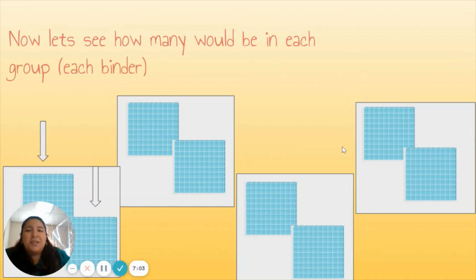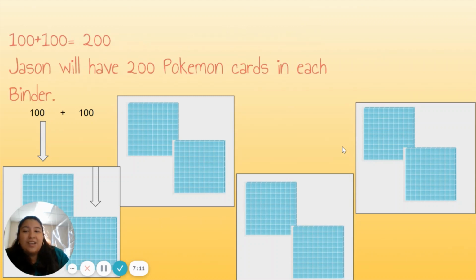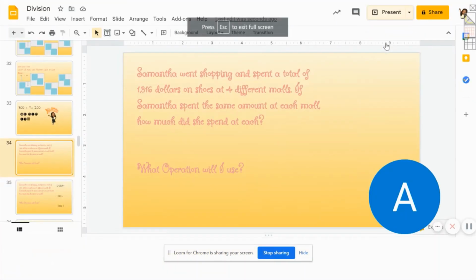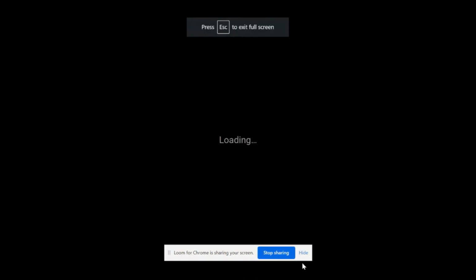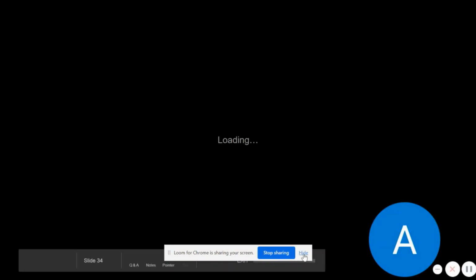And how much did I put into each binder? So let's see how many would be in each group. I have how many hundreds? I have 2 hundreds in each. So 100 plus 100 equals 200. So Jason will have 200 Pokemon cards in each binder. Now we finished those 2 questions, let's go ahead and do one more.